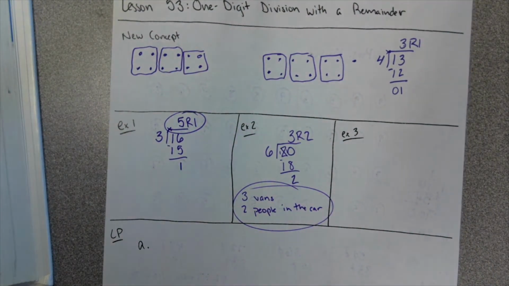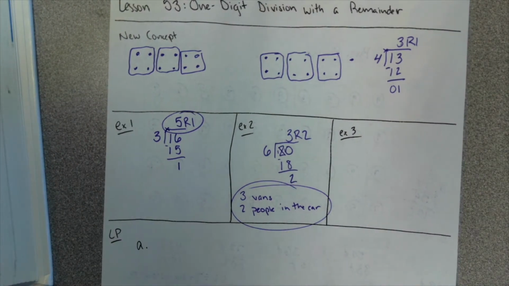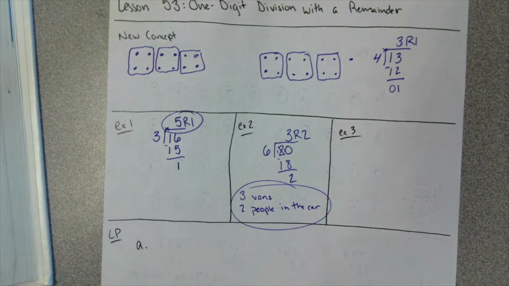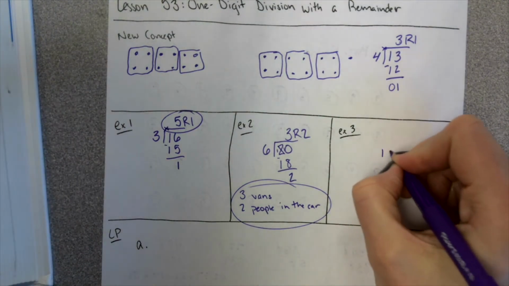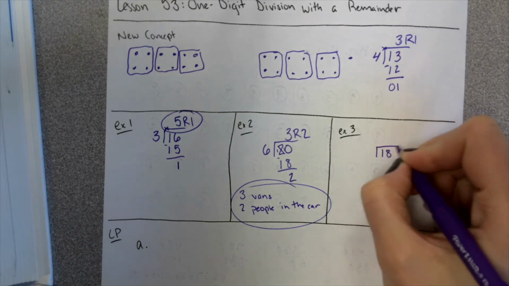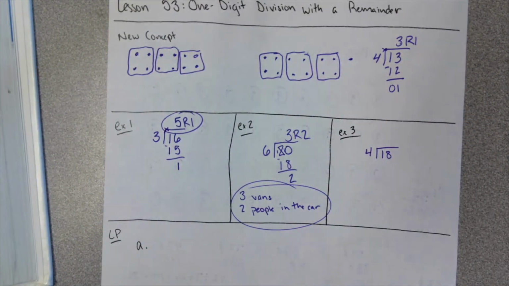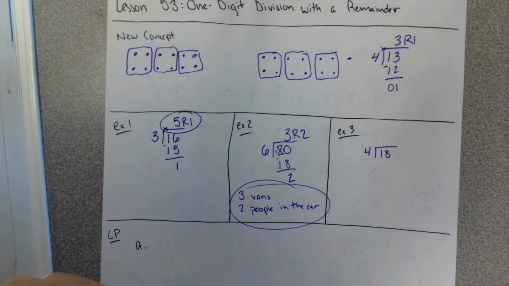Example 3 says Lucius needs at least 18 quarts of apple cider to make punch for a school party. Apple cider is only sold in gallons. How many gallons should he buy? So I've got 18 quarts. If I divide it by 4, that'll tell me how many gallons I need.